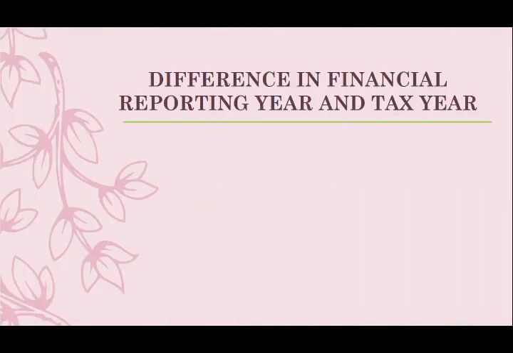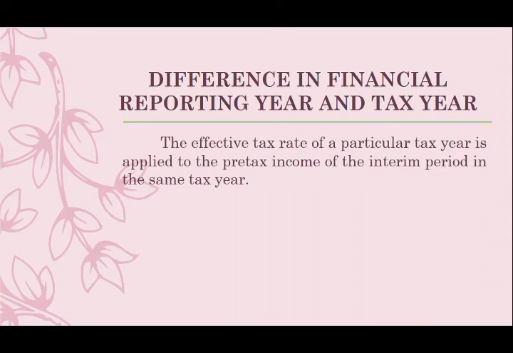So what if there is a difference in the financial reporting year and the tax year? If the financial reporting year and the income tax year differ, paragraph 17 of Appendix B of PAS 34 states that the income tax expense for interim periods of that financial year is measured using the separate effective tax rate for each of the tax years applied to the portion of pre-tax income earned in each of those tax years. Simply stated, the effective tax rate of a particular tax year is applied to the pre-tax income of the interim period in the same tax year. So to clear things up, here is an illustration.